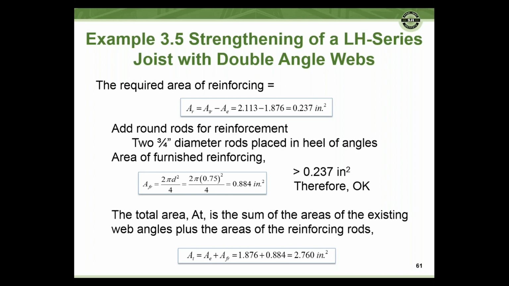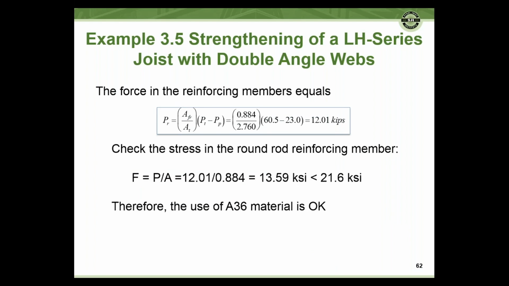Because they're double angle webs, remember one of the examples Bruce showed was just add rods to it. So we're going to add two 3/4 inch diameter rods, place them in the heel like was shown in one of those pictures, and we're going to find out what that area is for those two rods. Simply calculating that area, we come up with 0.884 square inches, which is greater than the area we need, so we're okay. So let's calculate the total area we're going to have, and the total area for that reinforcing is simply the angles plus the rods, which is 2.76 square inches.